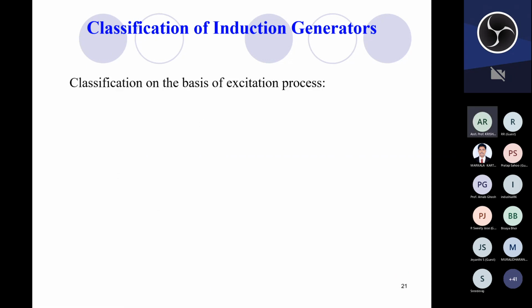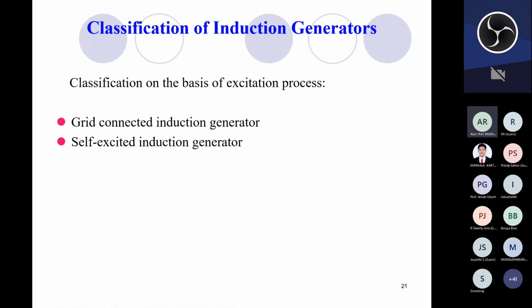Now some classifications of induction generator. First, classification on the basis of excitation process: grid connected induction generator and self-excited induction generator. So we can excite the machine to create the magnetic field either by connecting it to the grid or by supplying the reactive power through some capacitors.